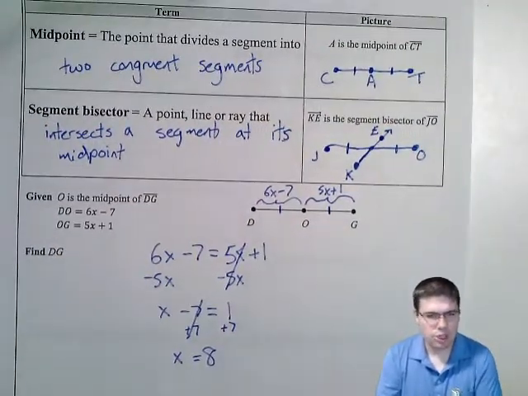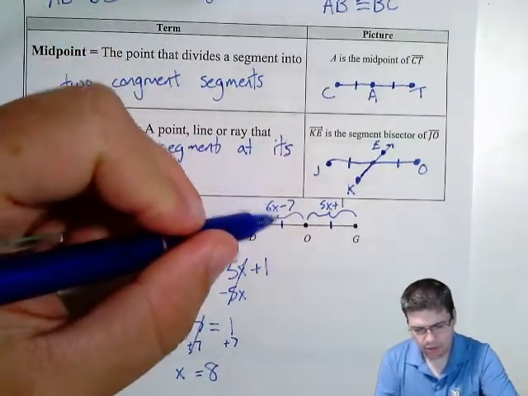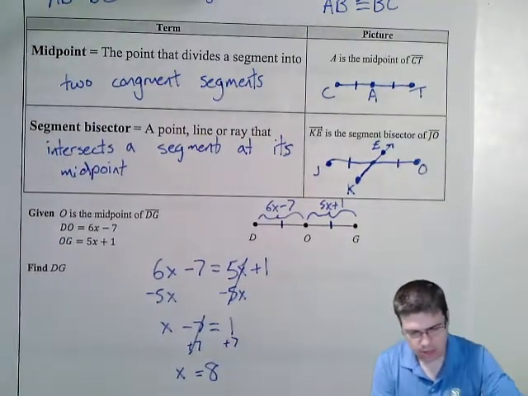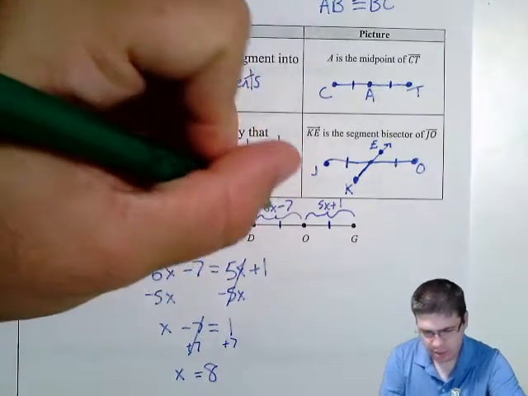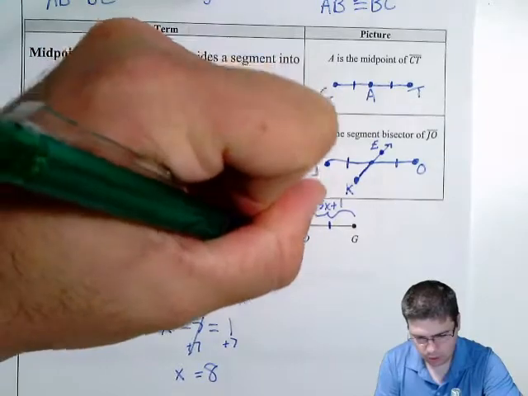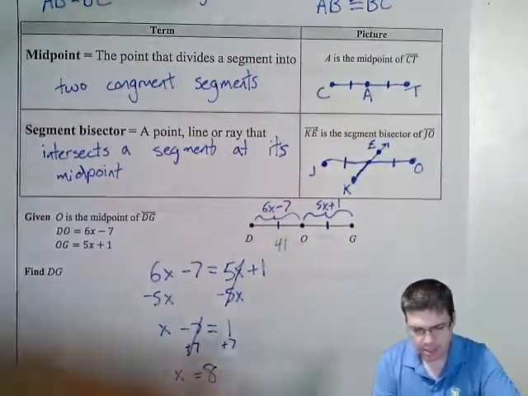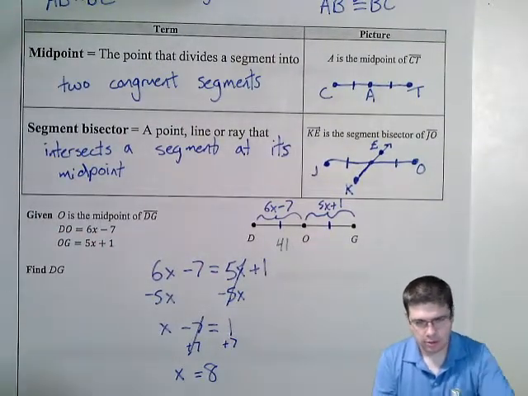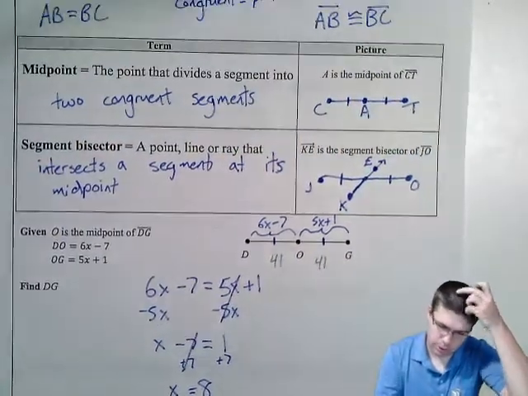All right, we can double check this work here. So if I plug 8 in for this x up here, this would be 6 times 8, 48, minus 7 is 41. So that measure would be 41 if I plug 8 in. This measure over here, 8 times 5 is 40, plus 1 is 41. So yeah, both those lengths are 41.